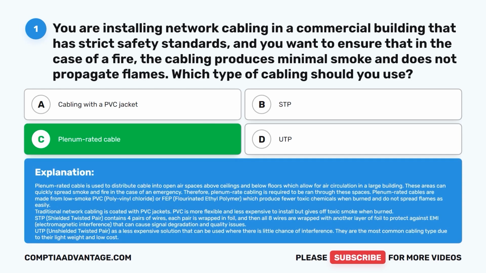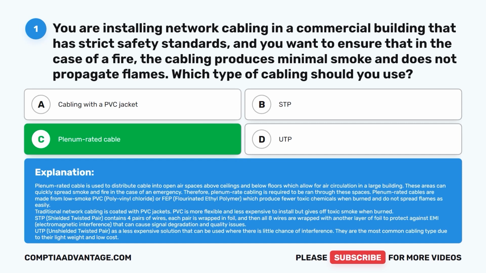Plenum rated cable is used to distribute cable into open air spaces above ceilings and below floors, which allow for air circulation in a large building. These areas can quickly spread smoke and fire in the case of an emergency. Therefore, plenum rated cabling is required to be run through these spaces. Plenum rated cables are made from low smoke PVC, polyvinyl chloride, or FEP, fluorinated ethylene polymer, which produce fewer toxic chemicals when burned and do not spread flames as easily.